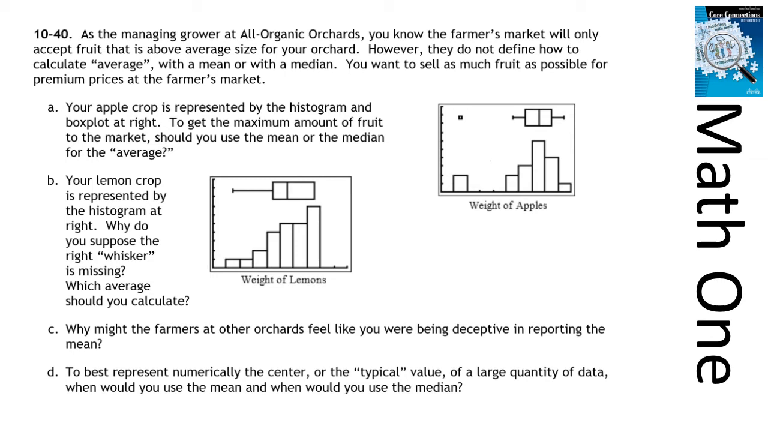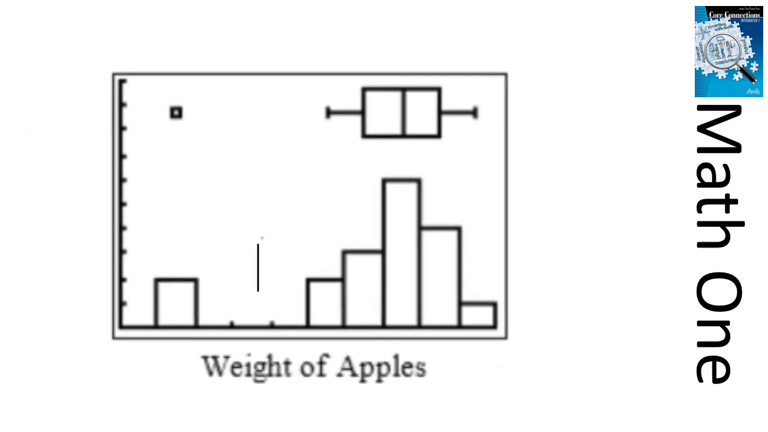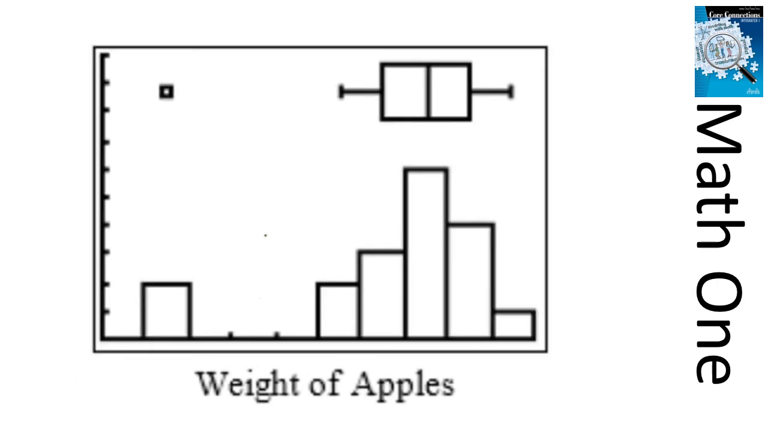Your apple crop is represented by the histogram and box plot at right. To get the maximum amount of fruit to the market, should you use the mean or the median for the average? So remember, the median is the middle value. So if I'm taking a look at this data, I know the middle of my box plot right here represents the middle if I'm thinking about the median.